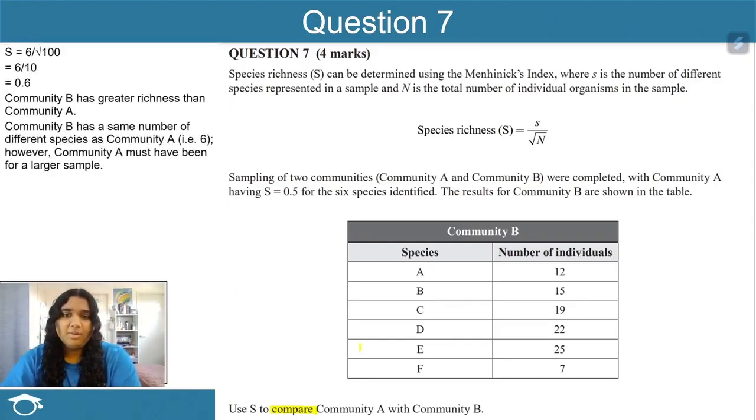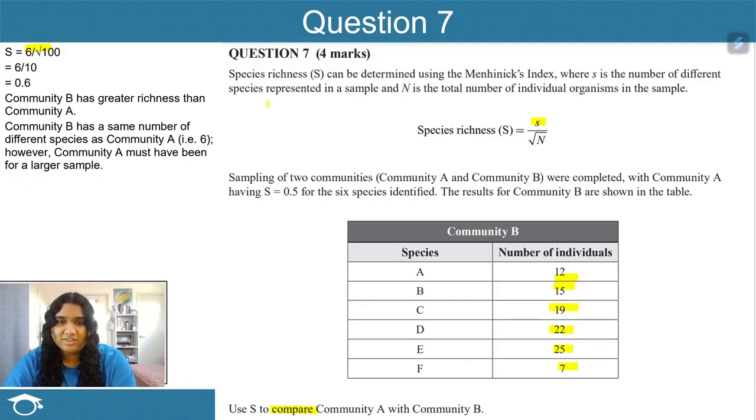Okay. Number 1, what we can do is use this formula to find out what capital S, or species richness, for community B is going to be. So our number of different species, A through to F, is 6. So we've got 6 here, and then divided by the square root of the total number of species here. So 12 plus 15 plus 19 plus 22 plus 25 plus 7 gives us 100. So our species richness is going to be 6 divided by 10, or 0.6.